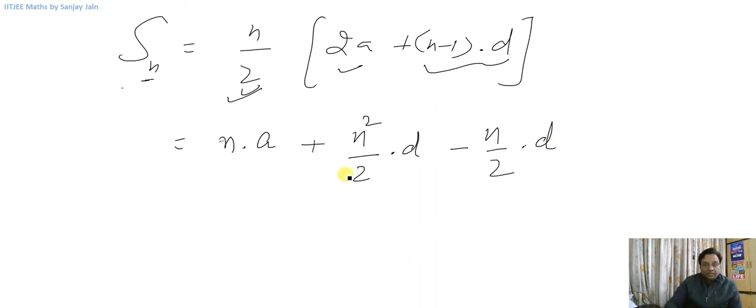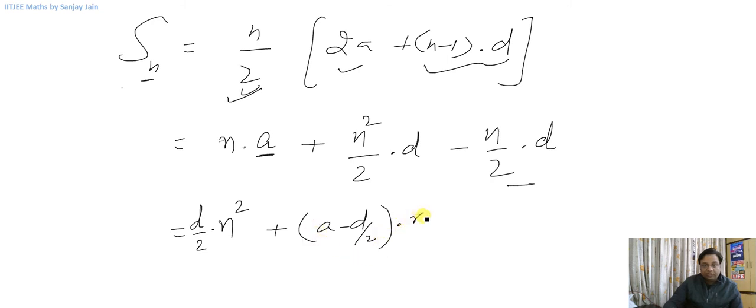Okay, let me write it in standard form, that is, let me write the highest power of n first, n square, and let me write d by 2 as its coefficient. I am writing it as a quadratic equation because it is a quadratic expression in n, right? And then (a minus d by 2) into n.